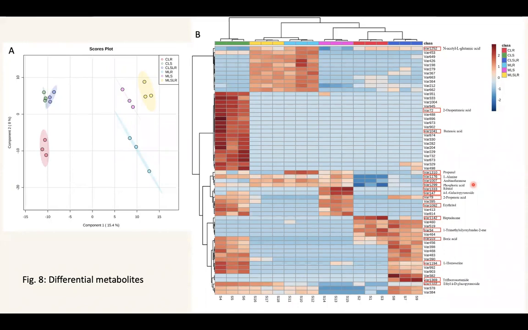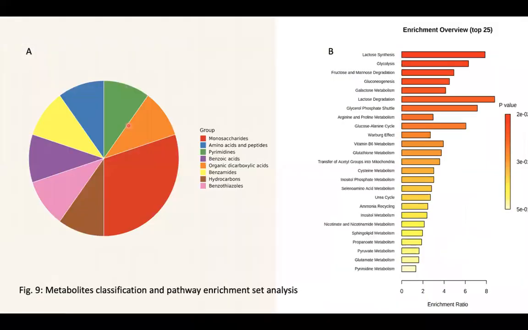So this is just a PLS-DA score plot showing the clustering of this isolate both in the complete chemically defined medium, as we can see on my left, and also the minimal defined medium. You can see that the isolate actually clustered based on the medium types.